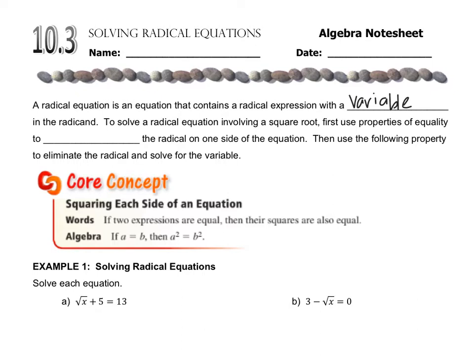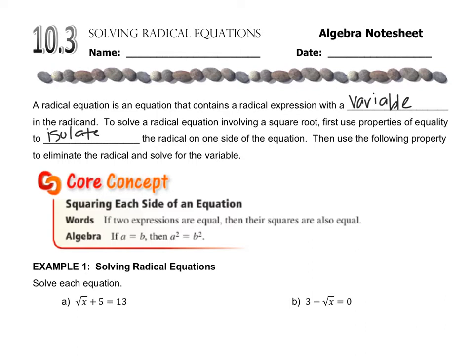To solve a radical equation involving a square root, first you're going to use properties of equality to isolate the radical on one side. Then you're going to eliminate the radical. Basically, that's a long way of saying you're doing GEMDAS backwards. We're trying to isolate the variable by getting the radical alone first, and then doing the inverse of the radical.